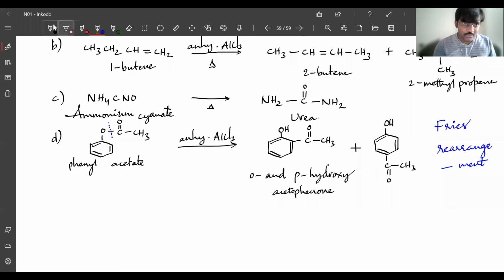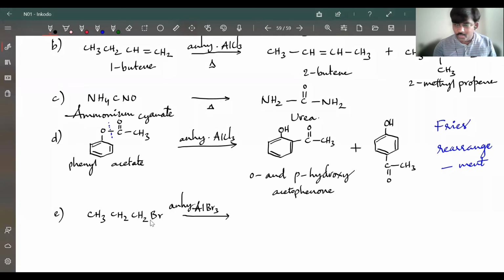Similarly, I'll give another example for rearrangement reactions. I'm going with a normal n-propyl bromide, that means CH3CH2CH2Br, 1-bromopropane or n-propyl bromide. This I'm heating with aluminum bromide, again anhydrous. Whenever we are using aluminum halide, anhydrous compounds only we have to use. Otherwise they don't function.